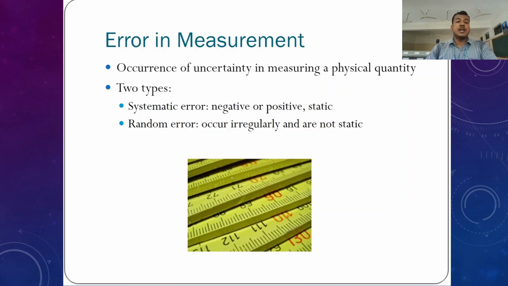And the second one is random error. It occurs irregularly and is not static. So they are not dependable, and they are not definable. We cannot define that this much error is the random error. It might be due to climatic conditions, temperature, pressure, or whatever. These errors cannot be exactly found out, but to some extent we are able to predict them. This is what is called the random error.